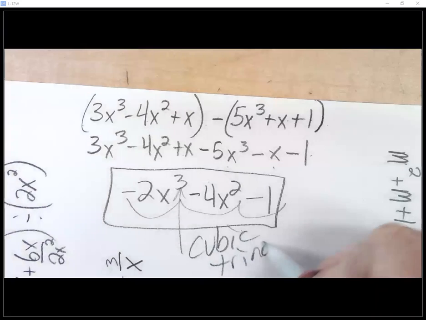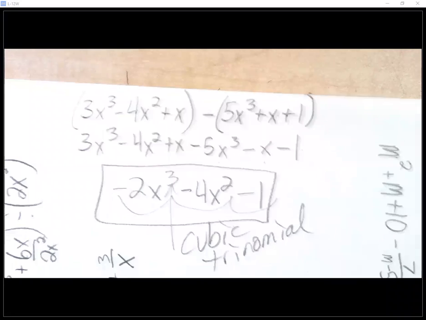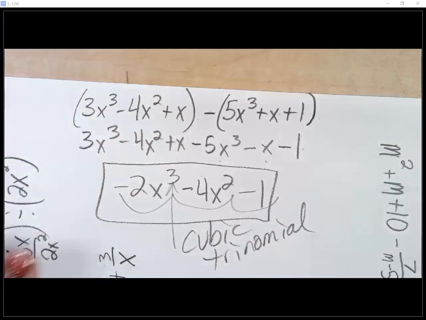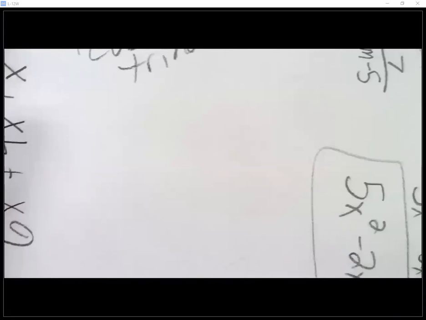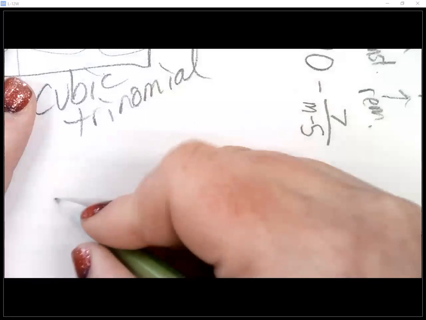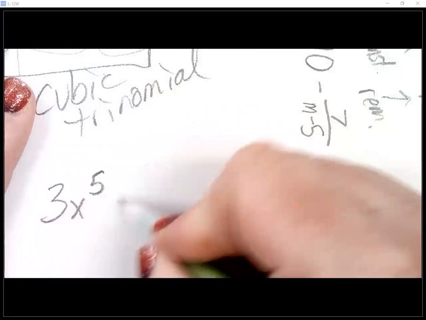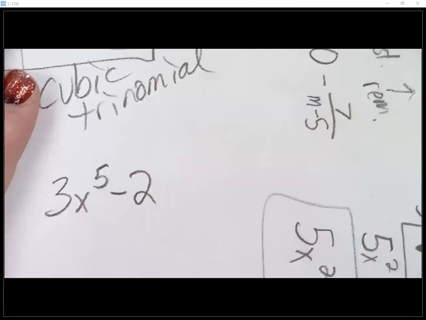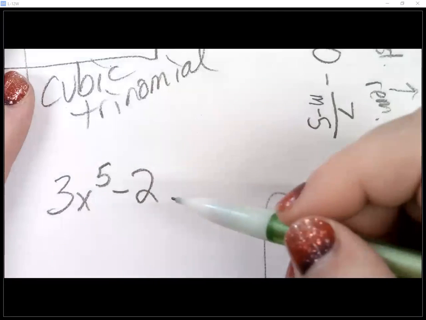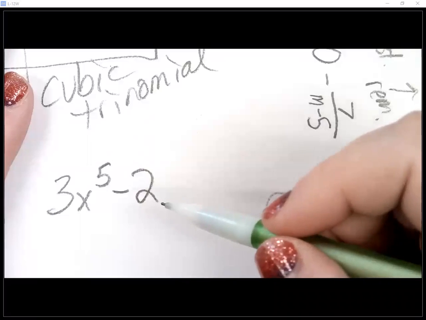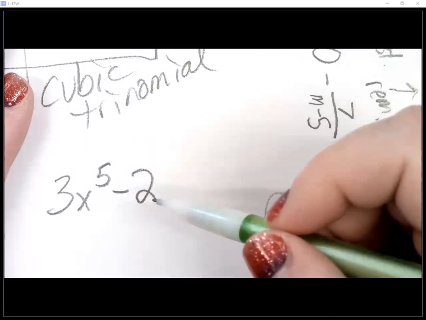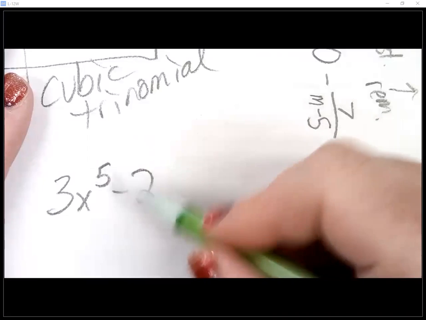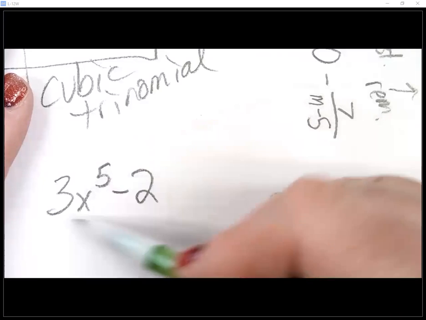Let me give you a bunch of random ones and you just tell me its name. What would you call this thing? If I gave you something like 3x to the 5th minus 2, what's that? Quintic binomial. Yes, quintic binomial. Quintic, like quintuplets, that's 5. So if your highest exponent is a 5, quintic binomial, because I have 1, 2 terms.